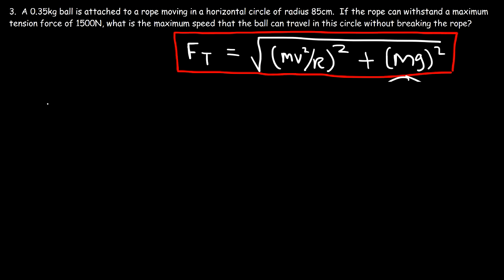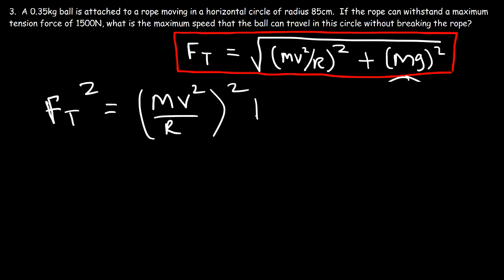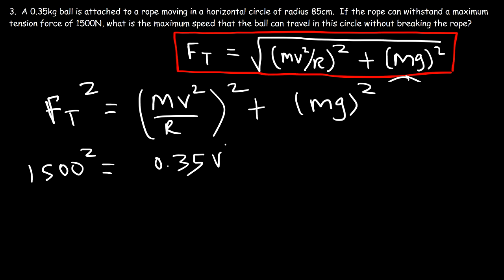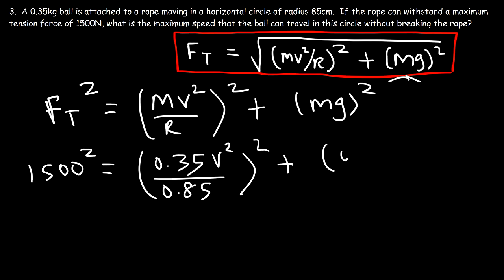So I'm going to square both sides. So I'm going to have F_T squared is equal to (mv squared over r) squared plus (mg) squared. So the tension force is 1500. The mass is 0.35. We don't have the value of v. R is going to be 0.85, and this is squared. And then we have (mg) squared, so that's 0.35 times 9.8 squared.